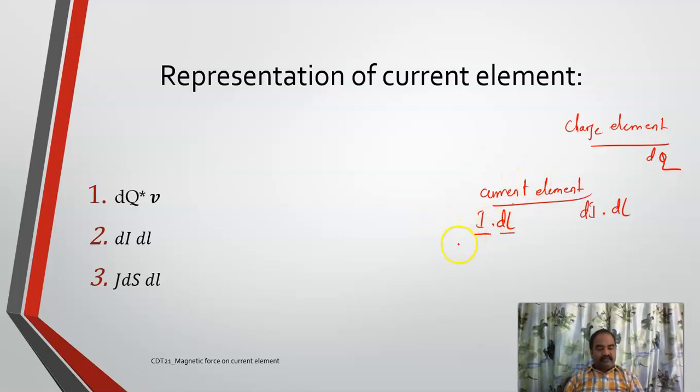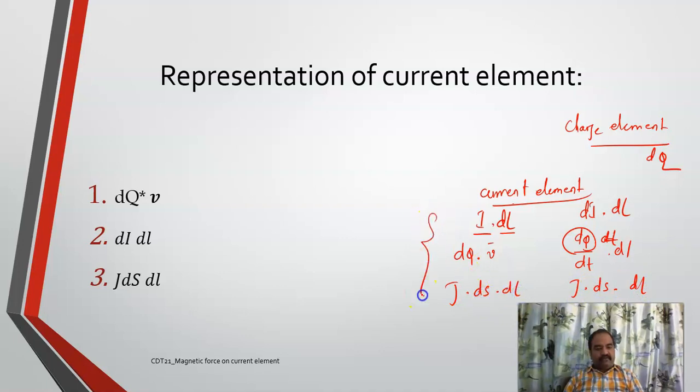So I can write this one. If I take di as dq by dt, what can I write? I can write it as dq into dl by dt, which will become v, isn't it? Or otherwise I can write it as J into ds, right? So in this case, my expression is J into ds. So in any of these three ways, current element can be represented.